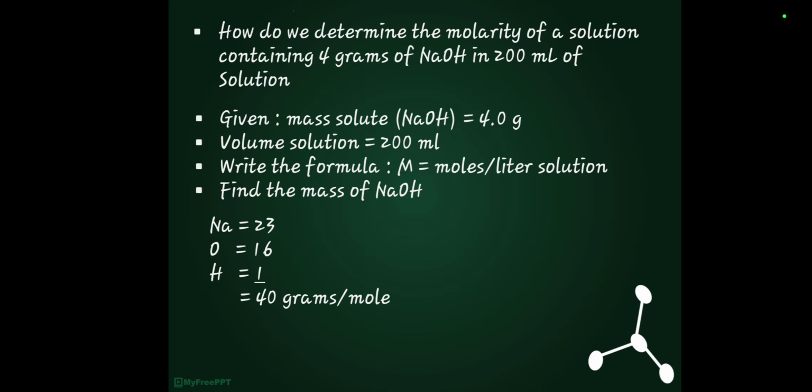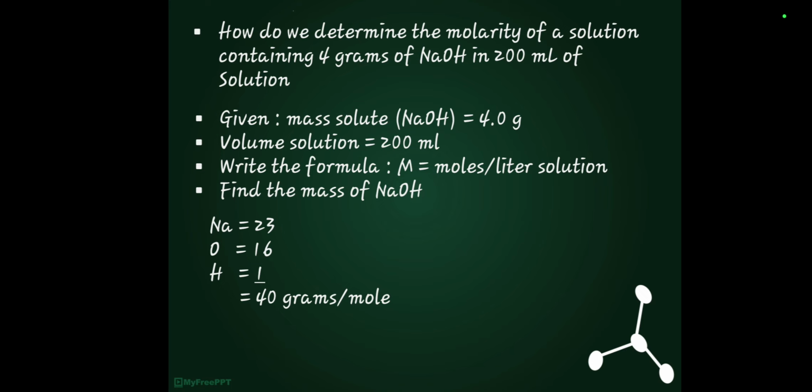Okay, let's proceed. So how do we determine the molarity of a solution containing 4 grams of NaOH in 200 ml of solution? So the given would be mass of solute is equals to 4.0 gram. Volume of solution would be 200 ml. So write the formula of moles per liter of solution. So find the mass of NaOH.